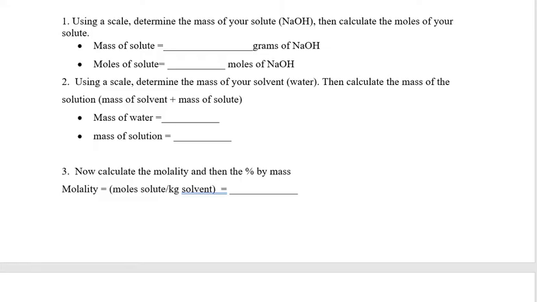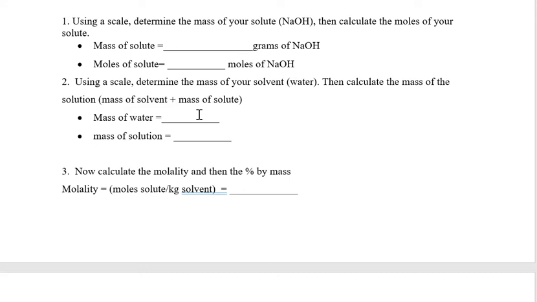Okay, so I determined the mass of my water now. That's going to weigh 109.23 grams. So I took the mass of the water plus the cup and then subtracted the mass of the beaker out of there. So we'll write that number down in here. That's going to be the mass of our water.